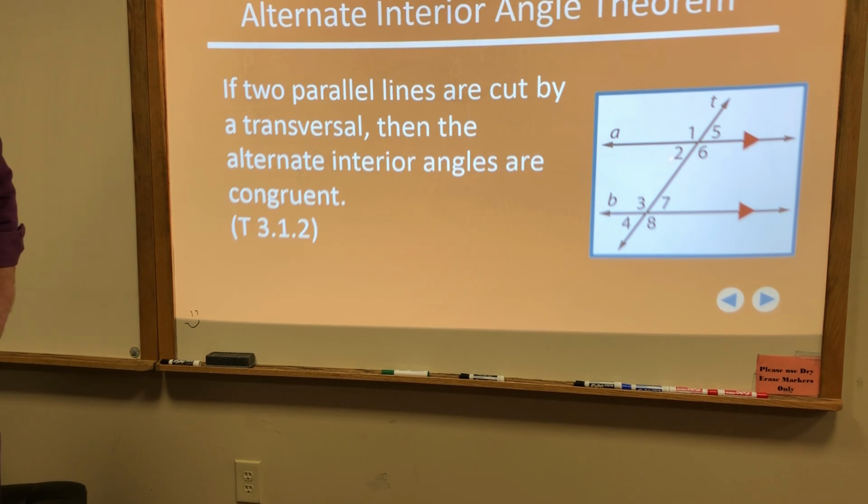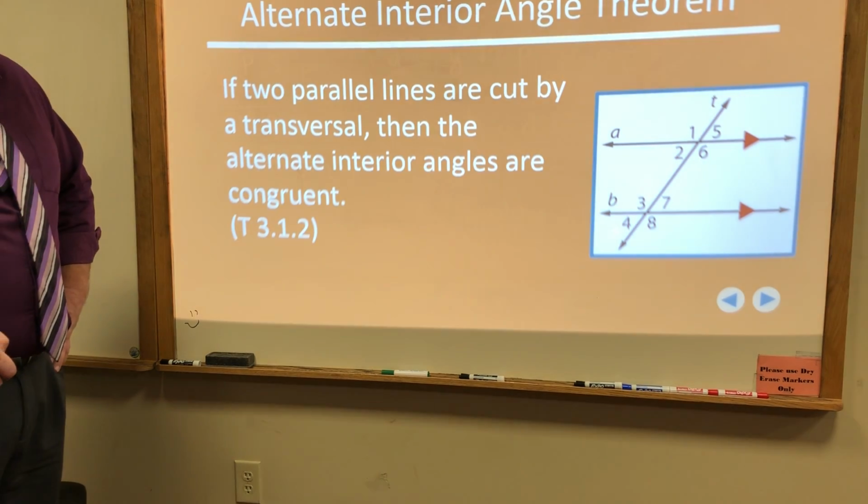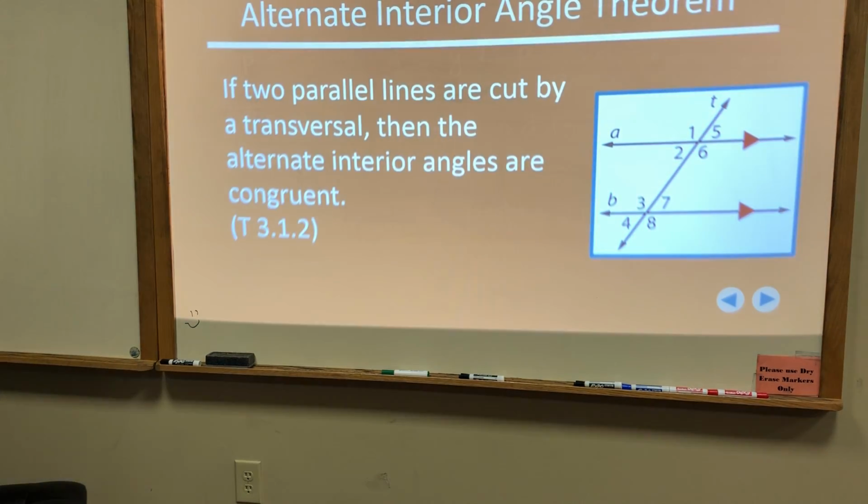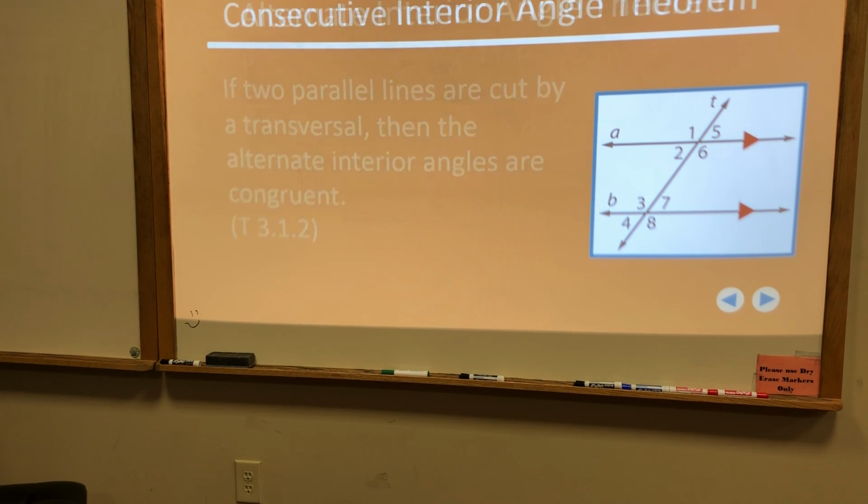So we have 2 and 4 are going to be congruent. 4 and 7 are going to be congruent. 7 is congruent to 2. Therefore, 1, 2, and 4 are going to be congruent. Okay? And so it makes it pretty self-explanatory.